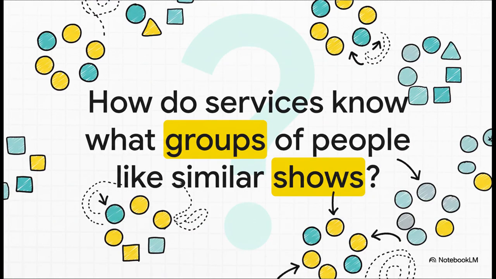So, have you ever wondered how your streaming service can recommend the exact same show to you and, like, a million other people? It's like they've created this secret viewer club out of nowhere. The thing is, they never actually ask you what you like. They just figure it out. And they do it using powerful techniques just like clustering.